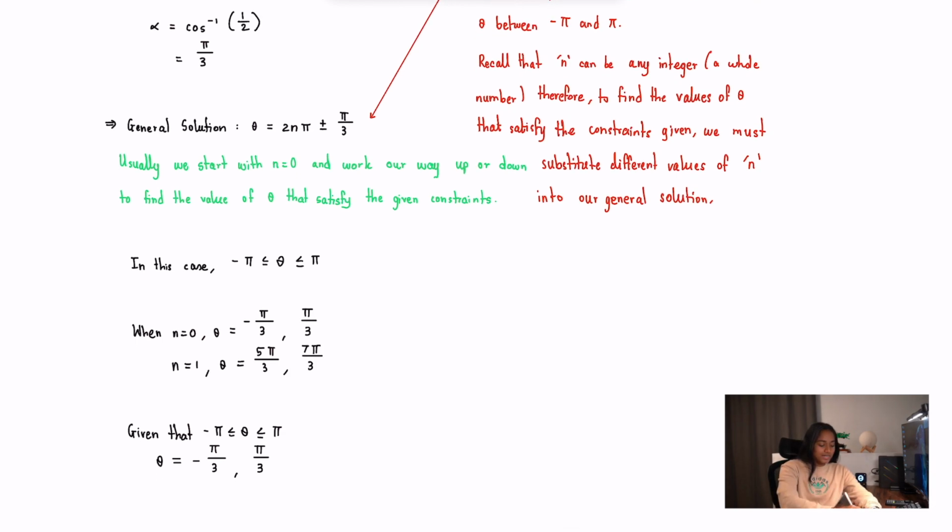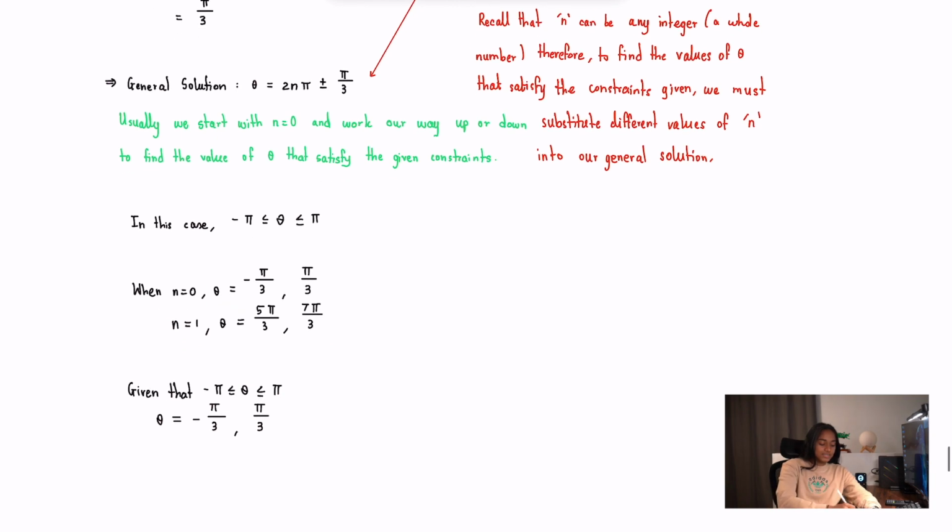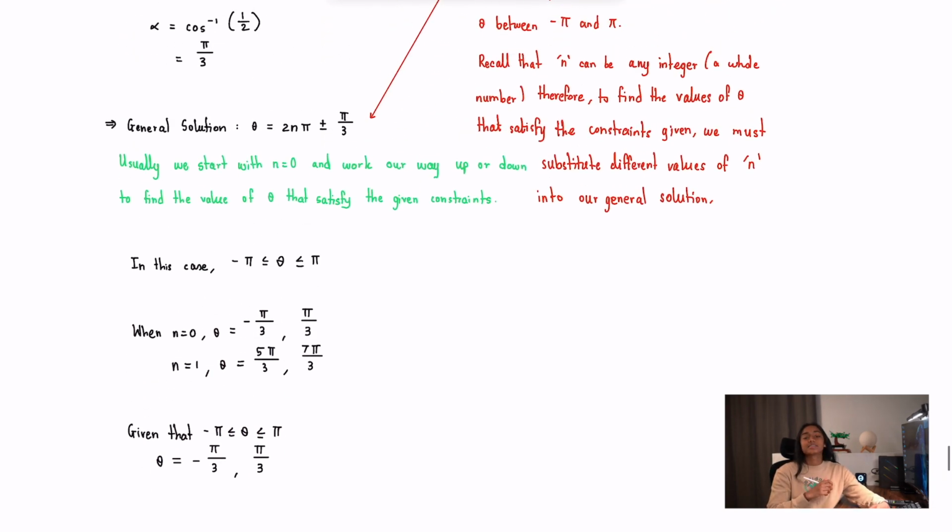So when n is equal to 0, again, we're just putting in random numbers at this point, and we start at 0. So when n is equal to 0, theta is equal to these values. When n is equal to 1, theta is equal to these values. So given the constraints, we can say that theta is equal to minus pi over 3 and pi over 3. So that is our answer.